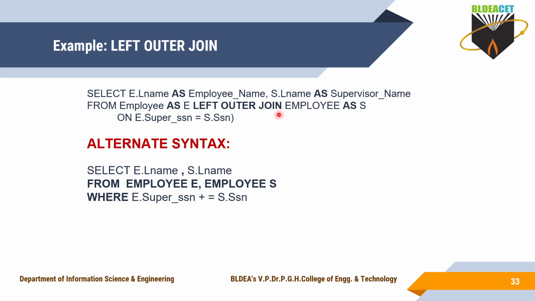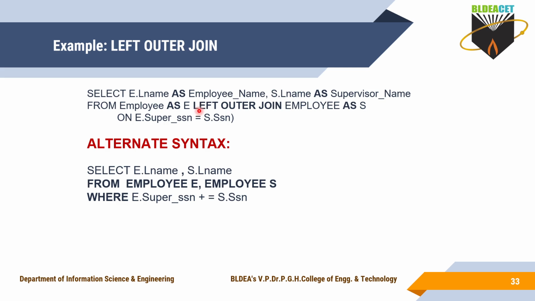If I use left outer join, then all the tuples of this left table are retrieved as they are, joined with the employee. So here also I am taking the same employee table, and I renamed it as S. It indicates what? This is the employee table which plays the role of the employee, and this is the employee table which plays the role of the supervisor, because you want to retrieve the L name of the employee and the L name of the supervisor here.